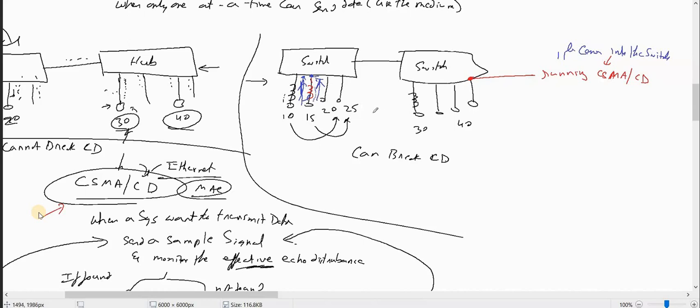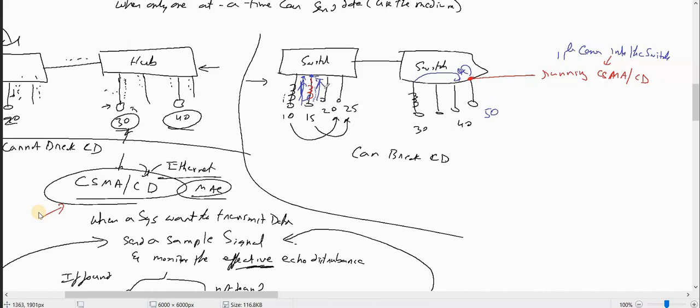Okay. But what about 30 communicating to 40, and at the same time, 50 also communicating to 40? So will collisions happen on the port? Or no, I'm not going there first. Okay, I'm going with this.